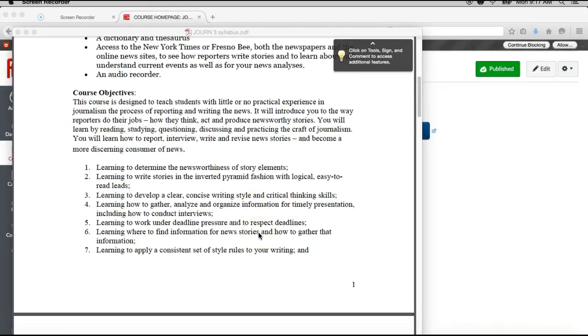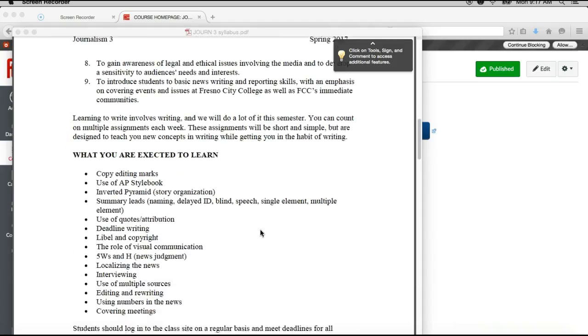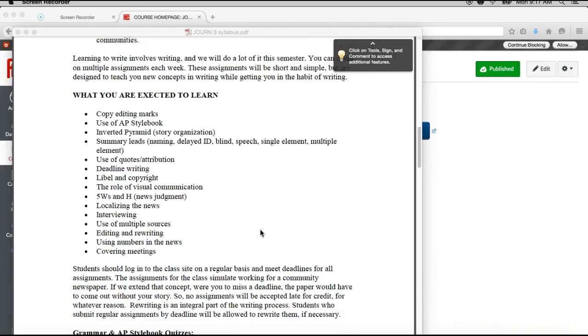So let me guide you through some of the things that you need to know about the class. The course has so many objectives, but here are some of the things that I expect you to learn. Use of the AP style book, something I just mentioned. You're going to learn the inverted pyramid, which is the style of news writing. You're going to learn other types of leads. You're going to learn how to use quotations and attribution. You're going to learn more about libel and about copyright.